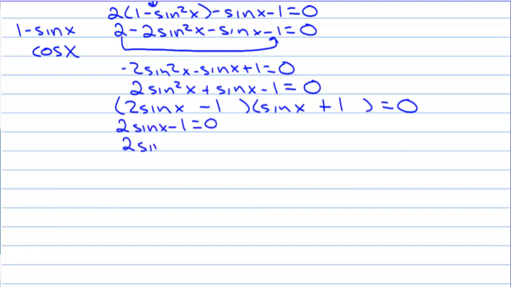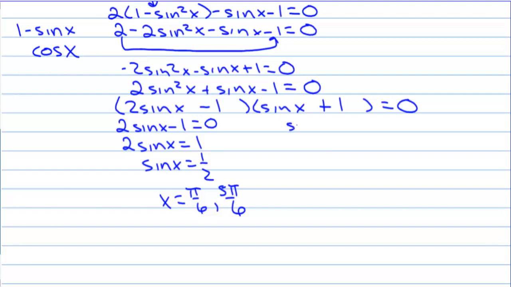So 2 sine of x equals 1, sine of x equals 1/2. Sine is 1/2 at pi over 6 and 5 pi over 6. Not the 7 and not the 11, because it's only positive. Now, the only time you'll have plus or minus is when you square root. Nowhere did I square root. So it's not plus or minus. It's just going to be the positive.